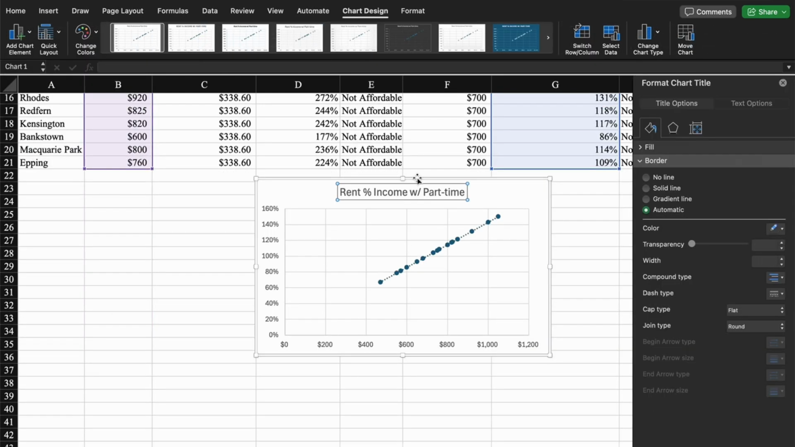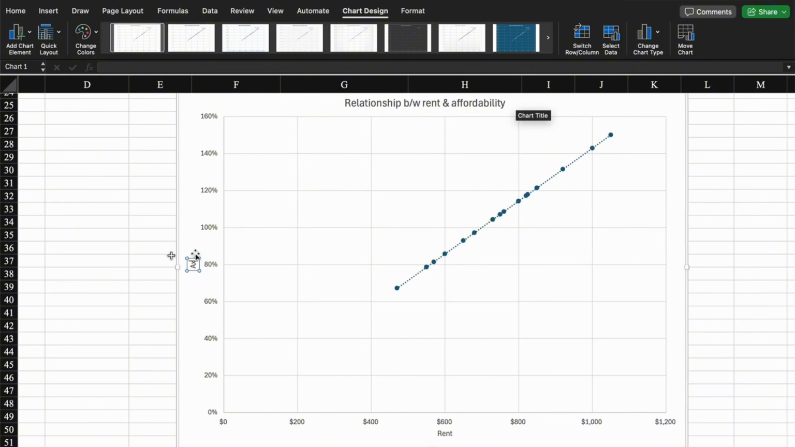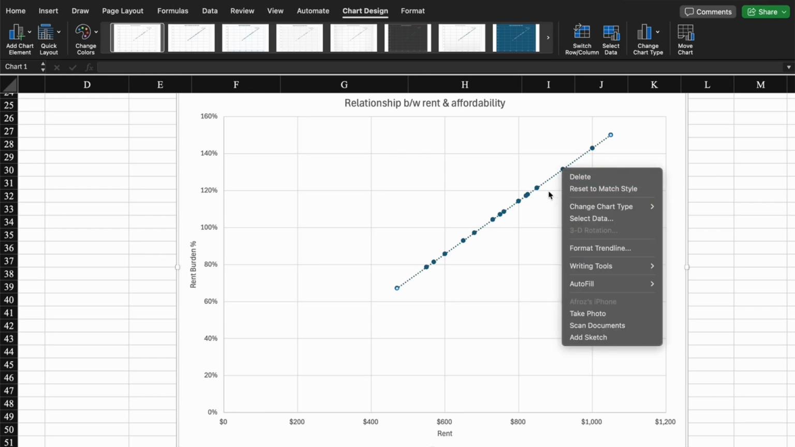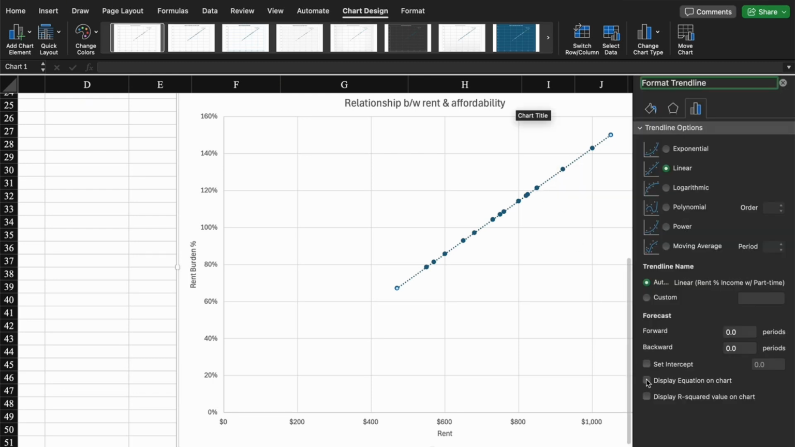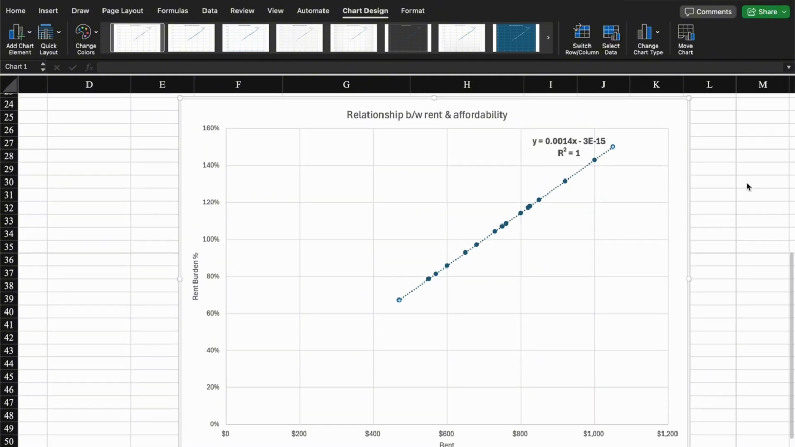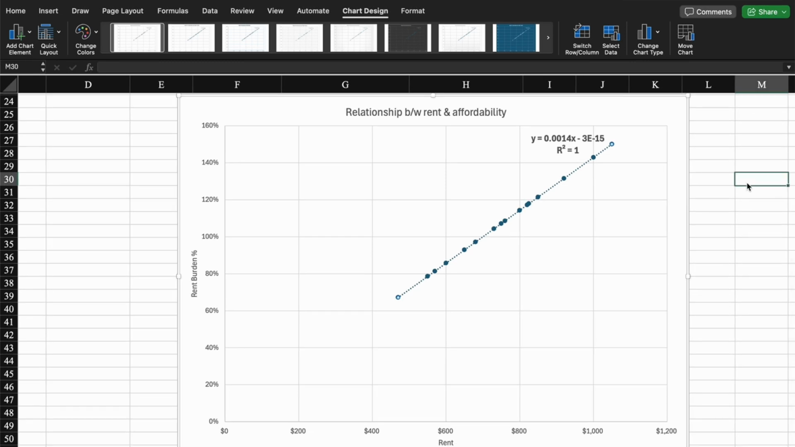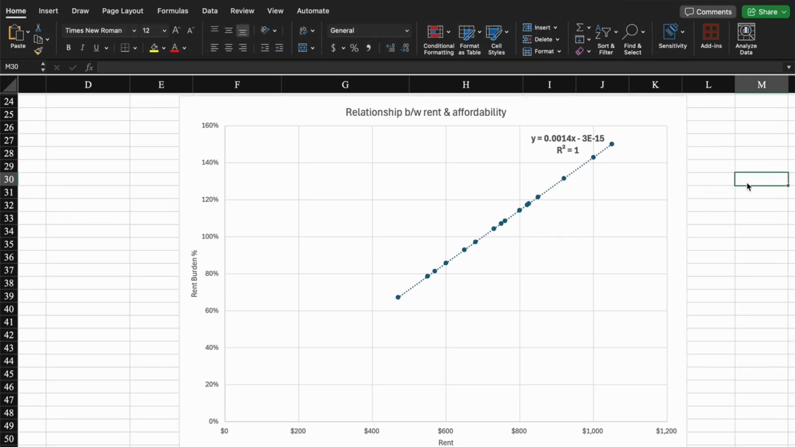After the chart appeared, I added a title and axis label using the add chart elements. Then I clicked on one of the data points, right clicked and selected add trendline. In the trendline options, I kept it as linear and I ticked display equation on chart and display r squared value on chart.